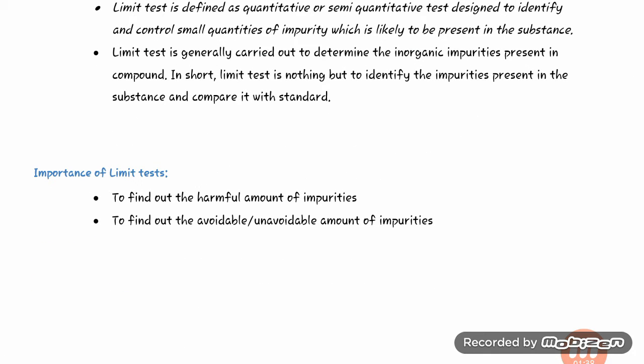Next is what is the importance of the limit test. By this we find out the harmful amount of impurities. Okay, next is to find the avoidable and unavoidable amount of impurities.